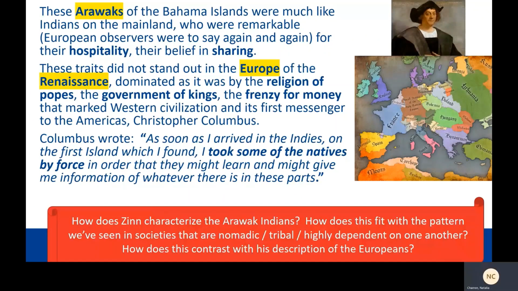These Arawaks of the Bahama Islands were much like Indians on the mainland, who were remarkable, European observers would say again and again, for their hospitality, their belief in sharing. These traits did not stand out in the Europe of the Renaissance, dominated as it was by the religion of popes, so Catholicism, the government of kings, the frenzy for money that marked Western civilization and its first messenger to the Americas, Christopher Columbus. Columbus wrote, "As soon as I arrived in the Indies, on the first island which I found, I took some of the natives by force, in order that they might learn and might give me information of whatever there is in these parts."